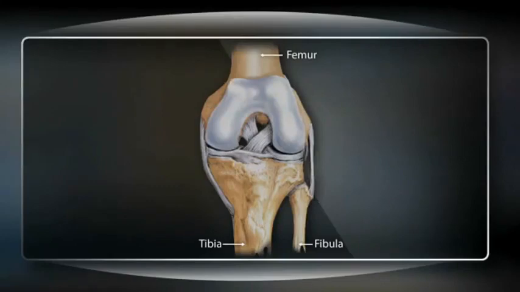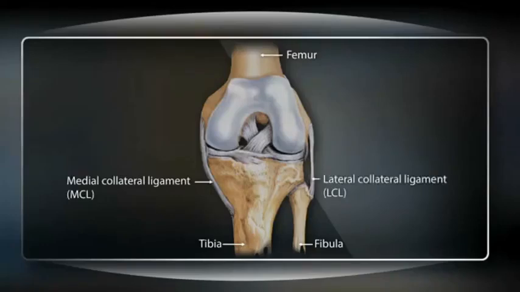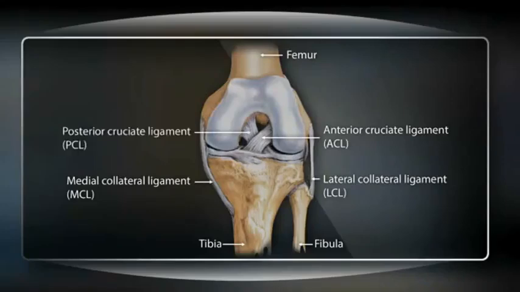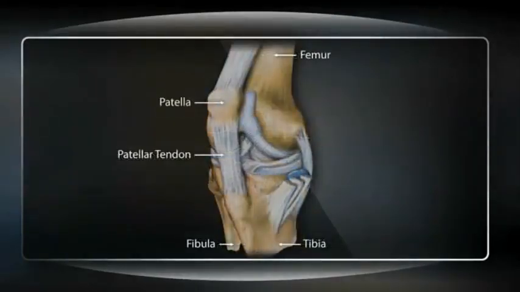Four ligaments help stabilize the knee: the medial collateral ligament, MCL, the lateral collateral ligament, LCL, the anterior cruciate ligament, ACL, and the posterior cruciate ligament, PCL. The medial and lateral menisci cushion knee compression. Note also the patellar tendon, necessary for lower leg extension.